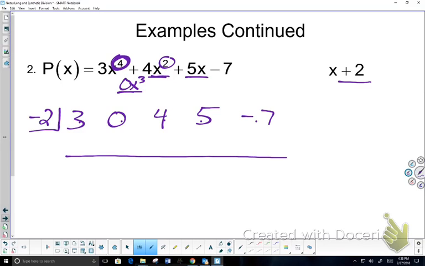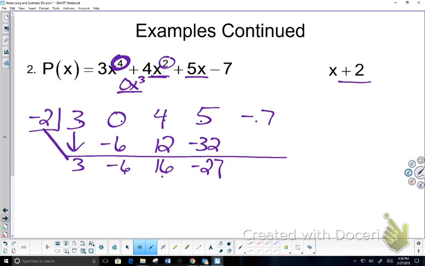Draw your line. Automatically bring down your 3. Negative 2 times 3 is negative 6. 0 combined with negative 6 is negative 6. Negative 2 times negative 6 is positive 12. 12 and 4 is 16. Negative 2 times 16 is negative 32. Negative 32 and 5 is negative 27. And then negative 2 times negative 27 is 54. Negative 7 and 54 is 47.